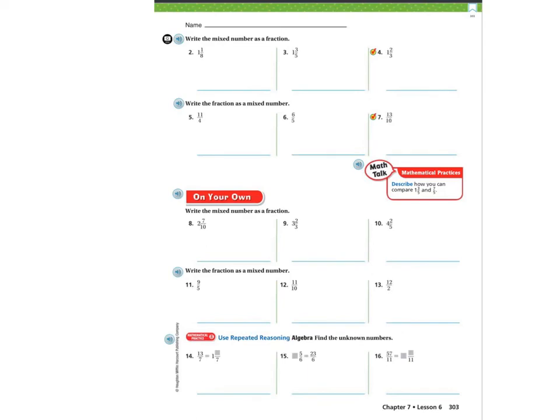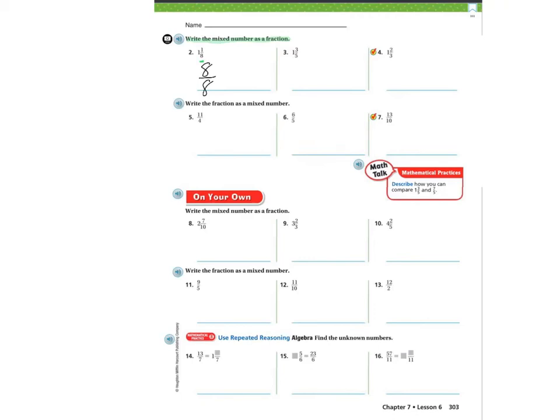So, first one, now this is important, read the directions: write the mixed number as a fraction. All right, so if I have 1, okay, look at my denominator as an 8. I have 1. How can I write 1 as a fraction using 8 as the denominator?